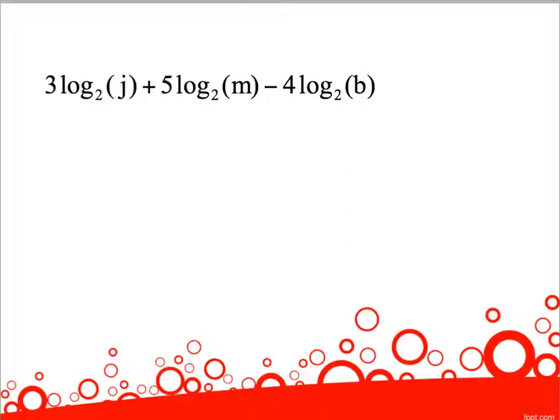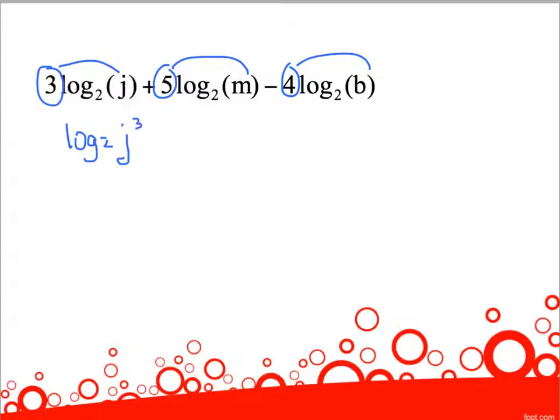All right, let's look at one last condensing problem. This has all of the different properties of logarithms that we've talked about in it. So we're going to start by moving our exponents back up. So this is going to become log base 2 of j cubed plus log base 2 of m to the 5th minus log base 2 b to the 4th.